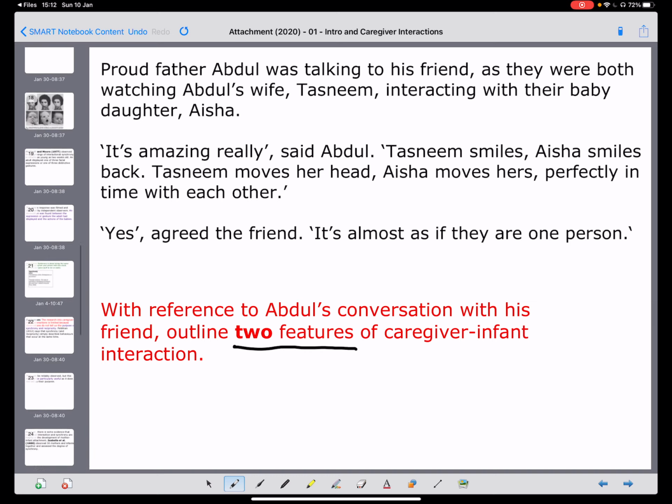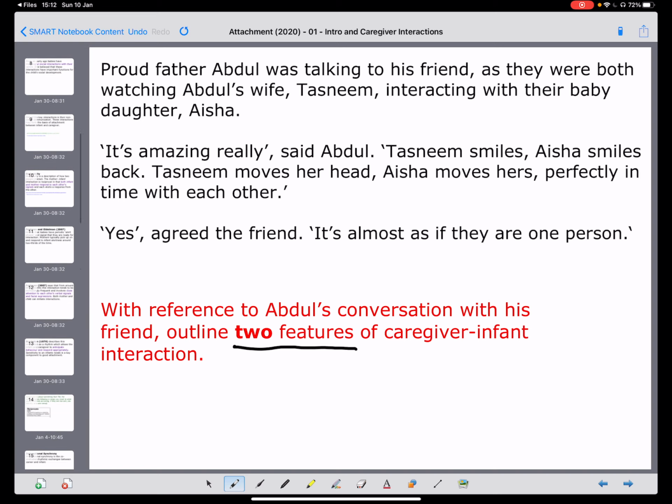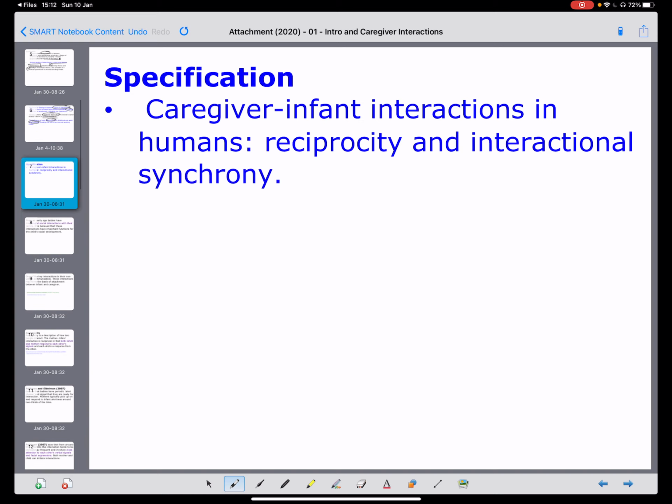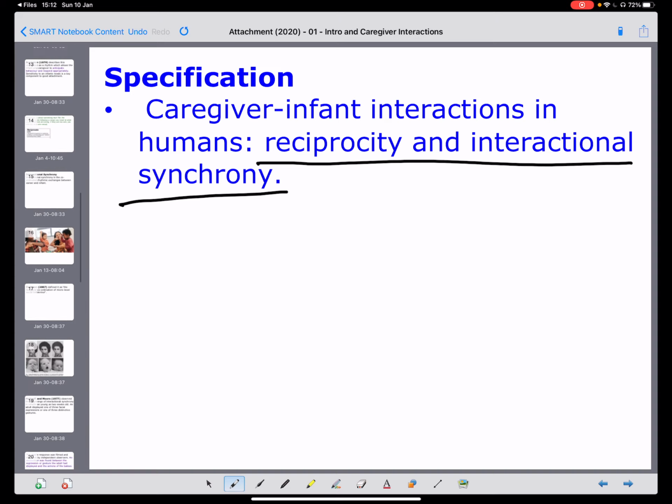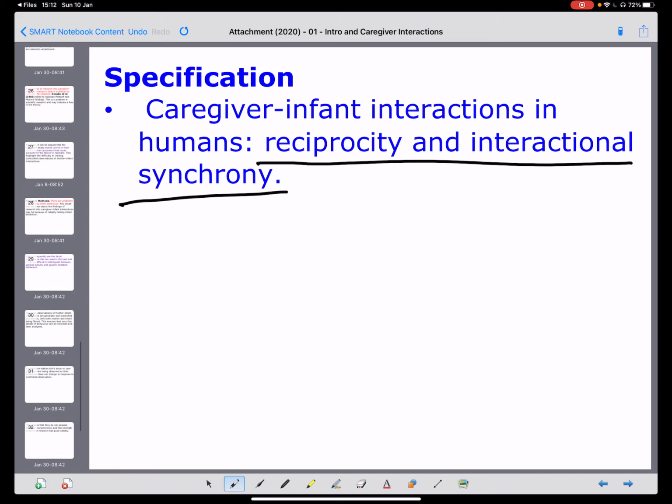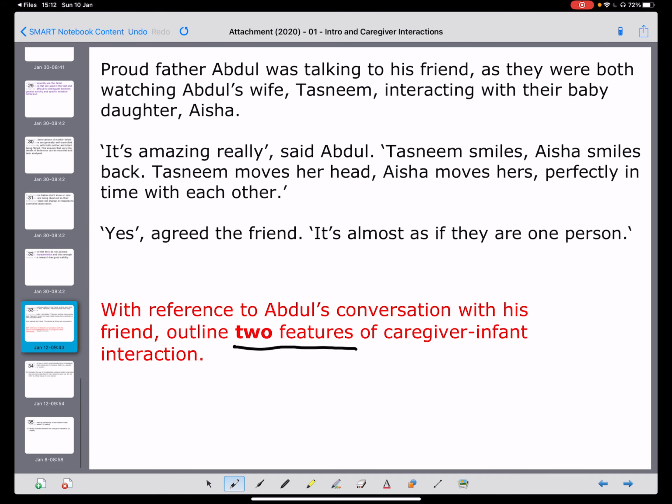What is quite simple in this particular context is that those features have been told to us by the specification. This is what it says: caregiver interactions in humans, reciprocity and interactional synchrony. So that's what this video is going to be about, looking at what is reciprocity and what is interactional synchrony. I'm not going to answer the question right now, but we can go back to the question, and when we read through this scenario, we're going to find where there is reciprocity and where there is interactional synchrony.